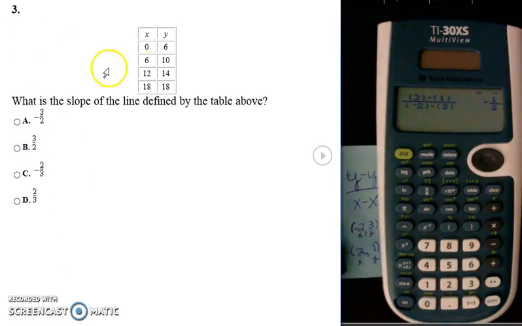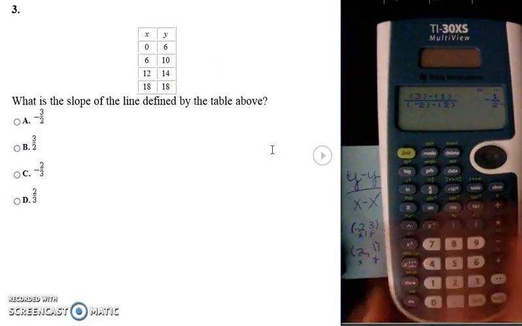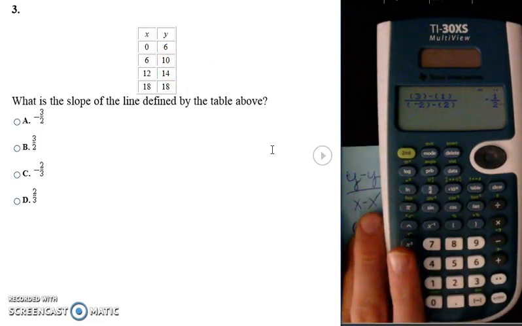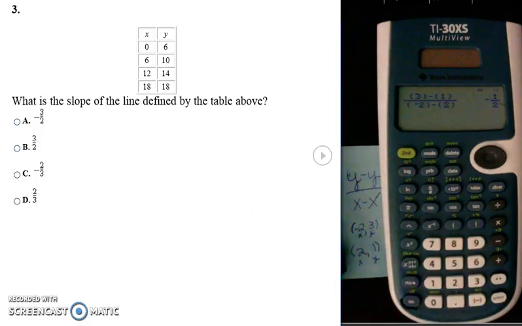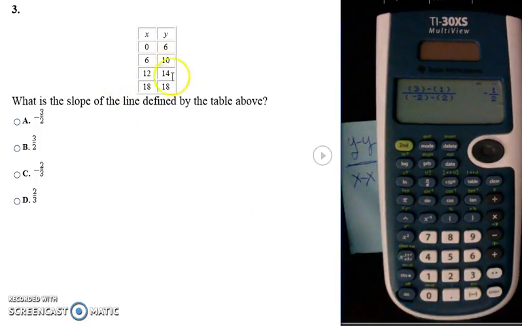Number 3, it's a table, and I can still use my formula, x, y, subtracting the y's over subtracting the x's. It's just that when they give me a table, I only need 2 pairs and they give me 4. So I can pick any 2 pairs that I want. I just can't mismatch between pairs. So I'm just going to pick these first 2 pairs.